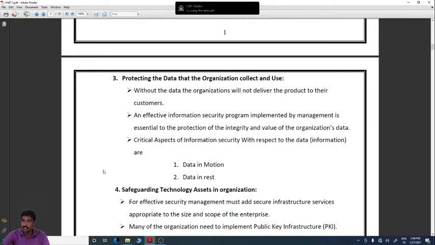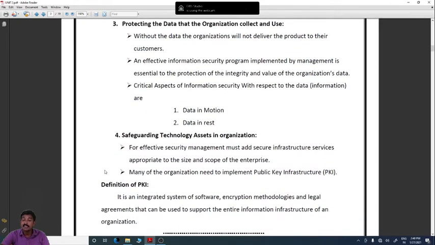This is the third functionality. And the fourth one is called safeguarding technological assets in an organization. That means we are going to safeguard the technologies. What are the technologies we use? In order to apply safeguard procedures for technological assets, we have to implement the proper infrastructure services to cover the size and scope of the enterprise. Normally they follow the concept of public key infrastructure, especially for IT management. They always try to go with public key infrastructure.